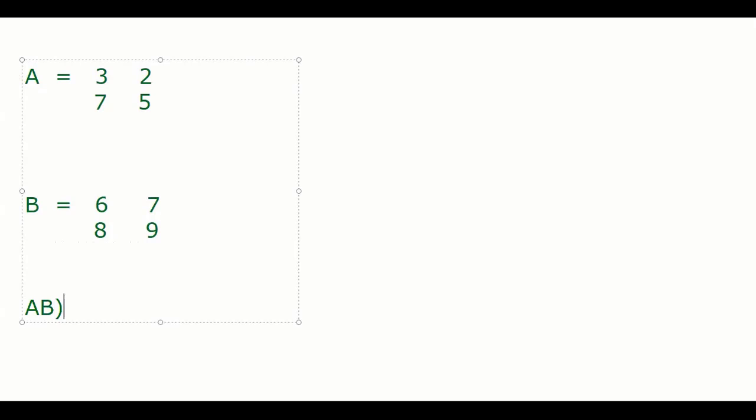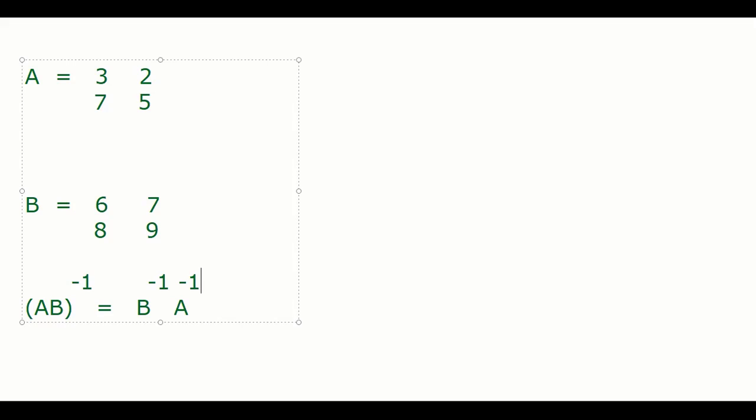AB. It's a property also: inverse of AB is equal to B inverse into A inverse. The inverse of a product of two matrices is the product of the inverses of the matrices in reverse order. So (AB) inverse equals B inverse into A inverse.